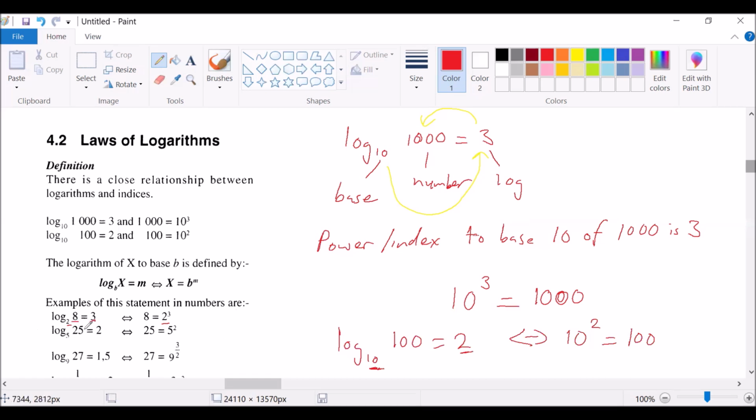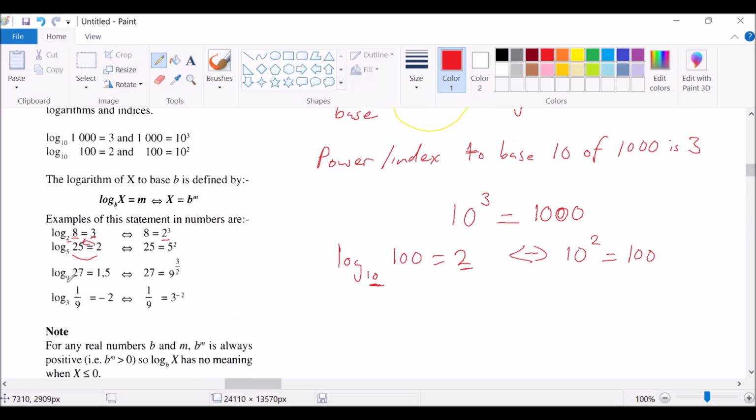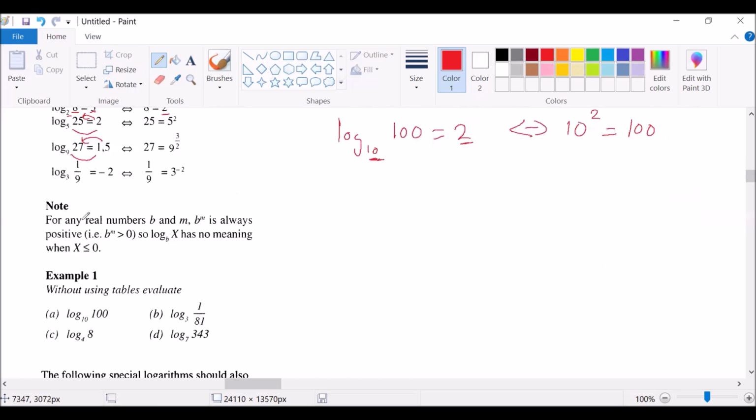Log to base 5 of 25 is 2. It means 5 to the power 2, then we get 25. Log to base 9 of 27 is 1.5. So if we say 9 to the power 1.5, you'll get 27. For any real numbers b and m, b^m is always positive. So log to base b of x has no meaning if x is less than 0 or negative.